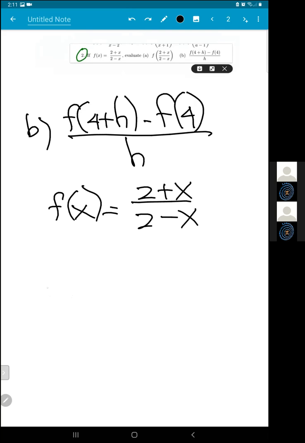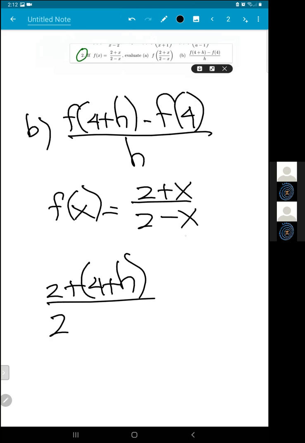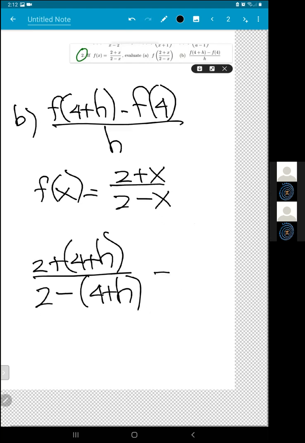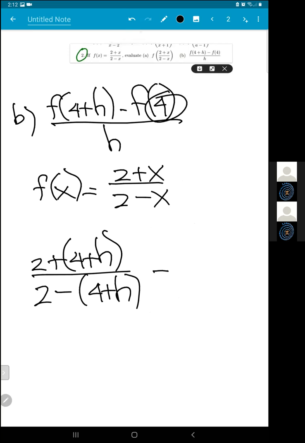So that will be 2 plugging in here plus 4 plus h over 2 plugging in here minus 4 plus h. And then you evaluate f of 4 minus. So plug in 4 in here. So 2 plus 4 over 2 minus 4.